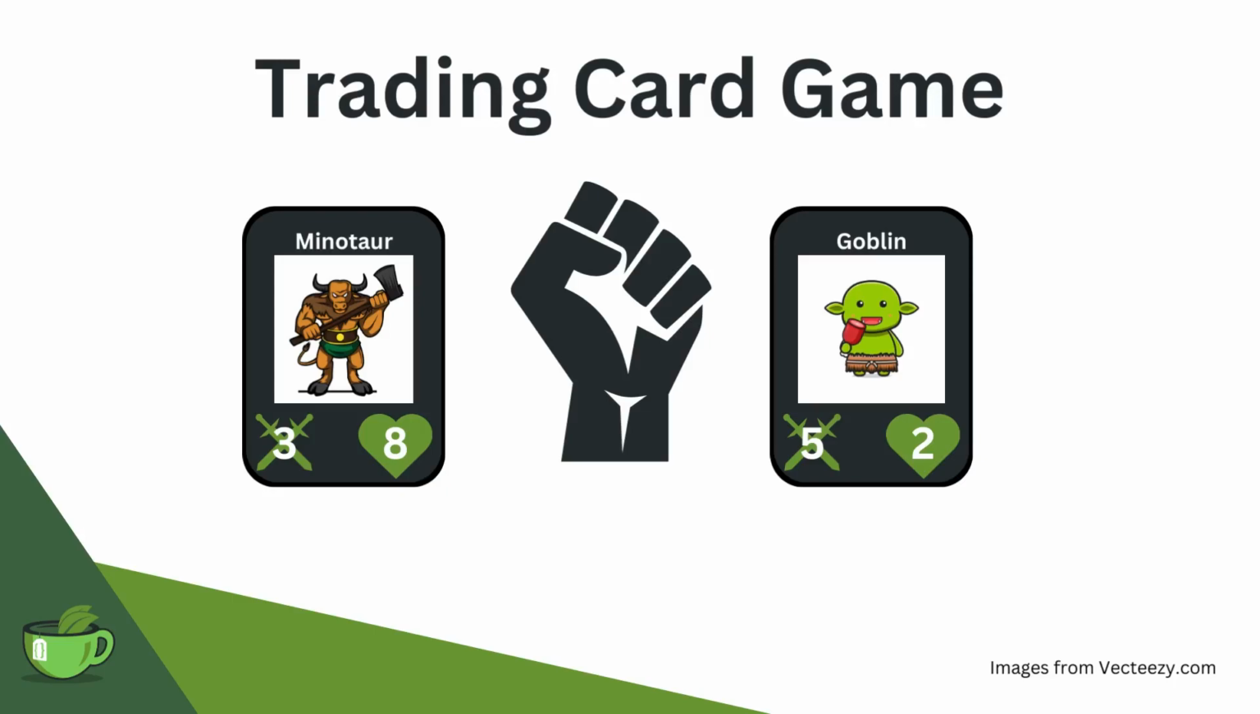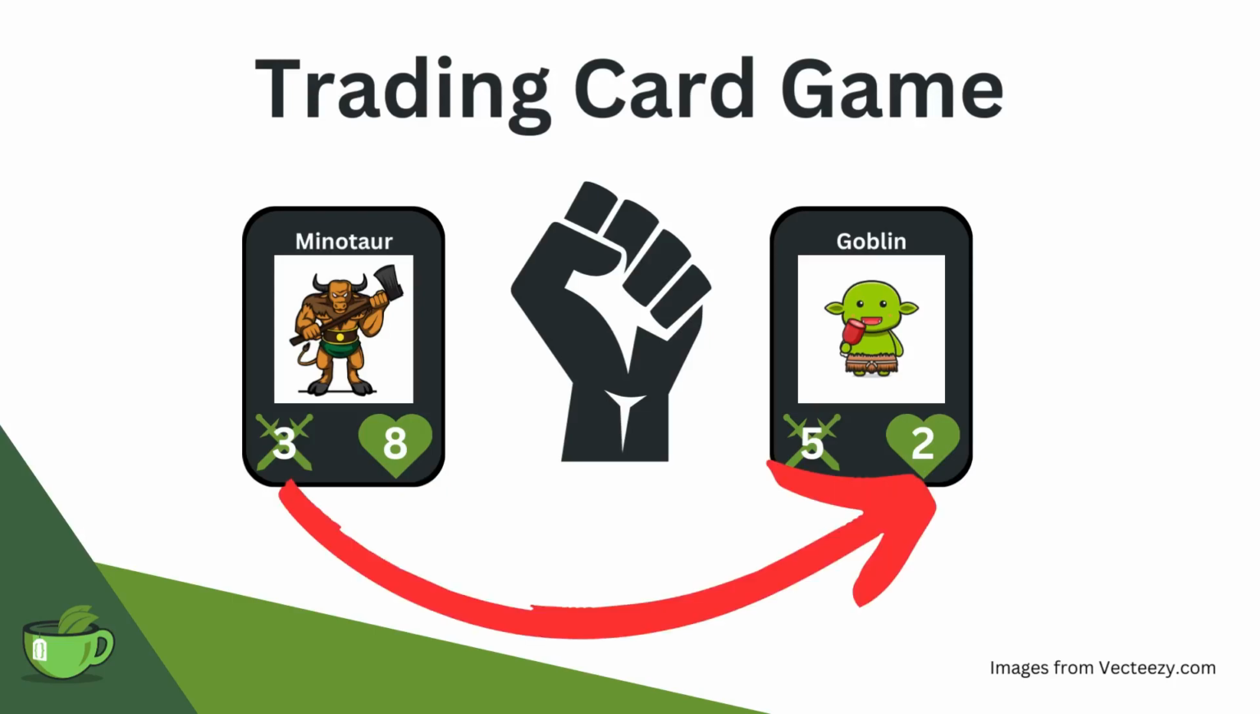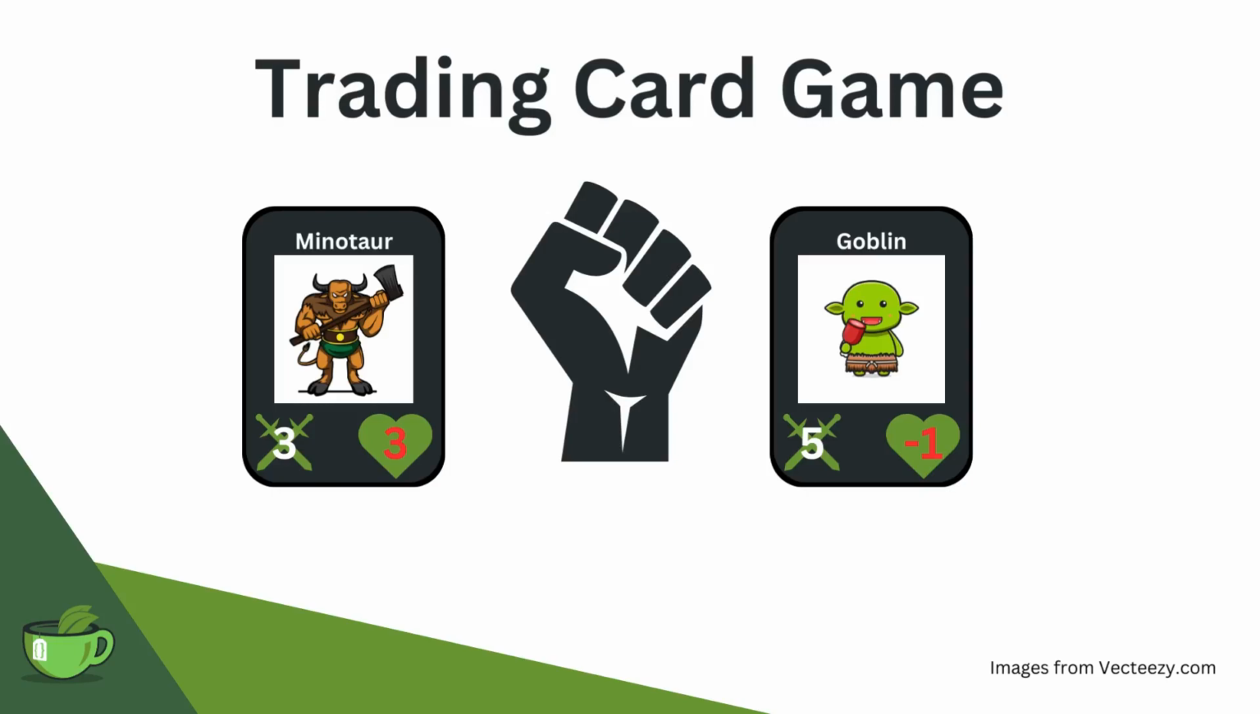The Minotaur that you see here has 3 attack and the Goblin has 2 health, meaning that 3 damage will be dealt to the Goblin's health, but vice versa, the Goblin will retaliate and deal 5 damage to the Minotaur's health. In this case, this would mean that the Minotaur ends up with 3 health and lives, while the Goblin has -1 health, which means he's dead.